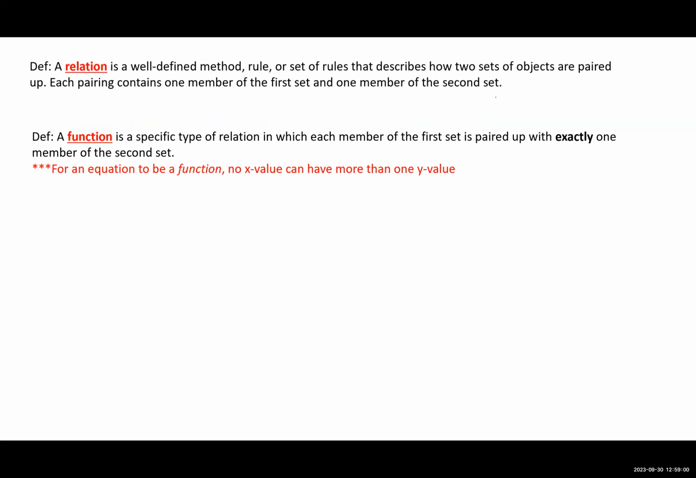Okay, next definition, more specific than relation, is a function. So a function is a specific type of relation. So we're going to do a couple of problems where I give you a relation, and I say, okay, is this a function, yes or no? And it comes down to this definition.